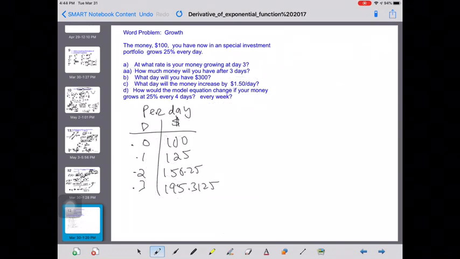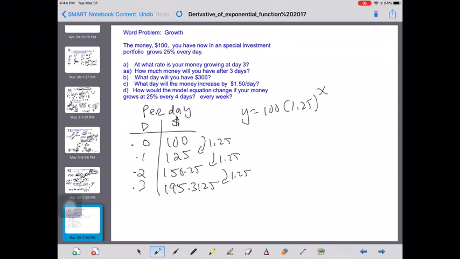So over here, I just wrote down what happens every day when you invest or you make 25% of your previous day. So this is what happens. So basically, you're going to multiply everything by 1.25, 1.25, 1.25 to get to the next day. And that's how we got the equation y is equal to 100 times 1.25 to the x. Well, I'll use x here. That should be that. All right.